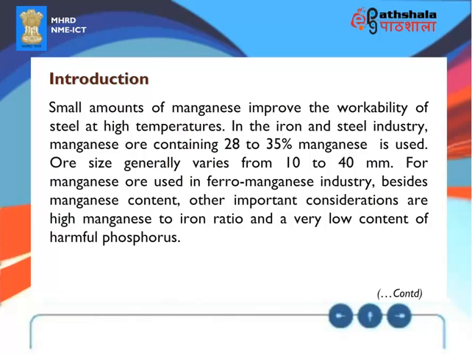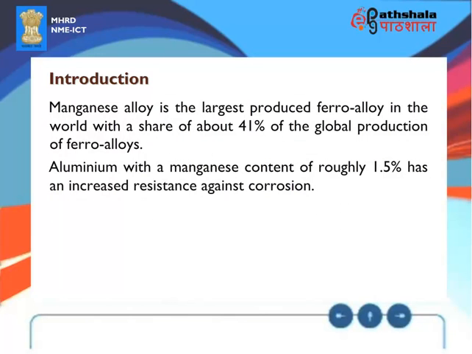In the iron and steel industry, manganese ore containing 28 to 35% manganese is used. Ore size generally varies from 10 to 40 mm. For manganese ore used in the ferromanganese industry, besides manganese content, other important considerations are high manganese to iron ratio and a very low content of harmful phosphorus. Manganese alloy is the largest produced ferroalloy in the world, with a share of about 41% of the global production of ferroalloys. Aluminium, with a manganese content of roughly 1.5%, has an increased resistance against corrosion.